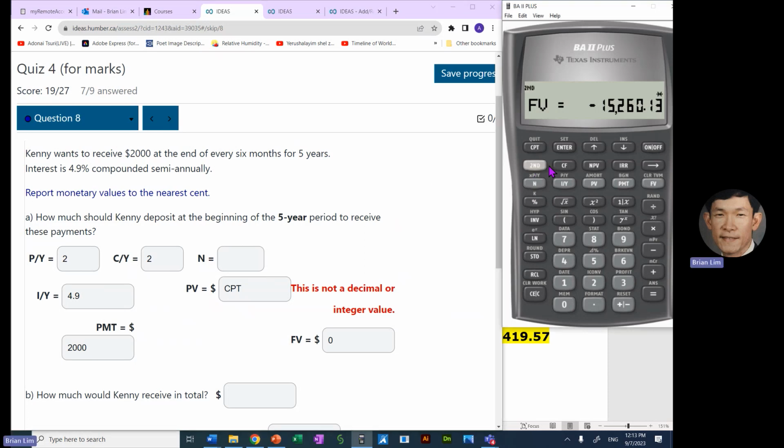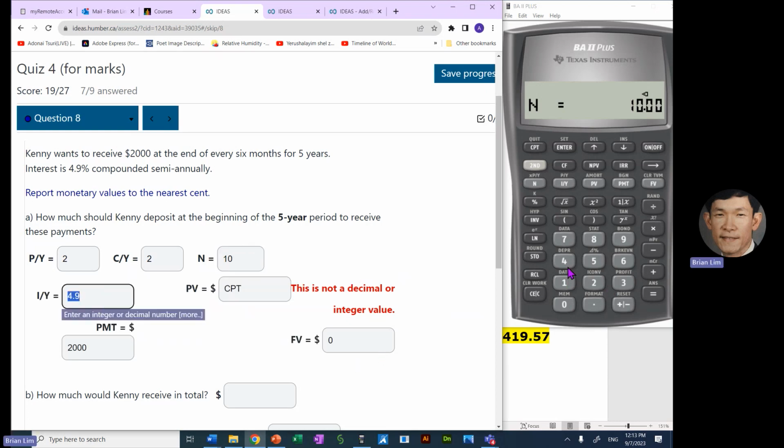As we usually do, we go second I/Y. So PY is 2, it's there already, and so is CY. So we don't need to do anything. You can enter them if you wish, but you don't need to. This has to happen for 5 years. So we take the 5 years and we go second N, and N turns out to be 10.